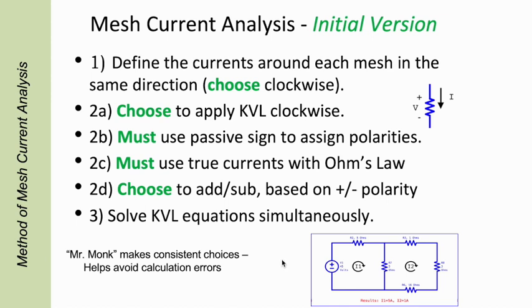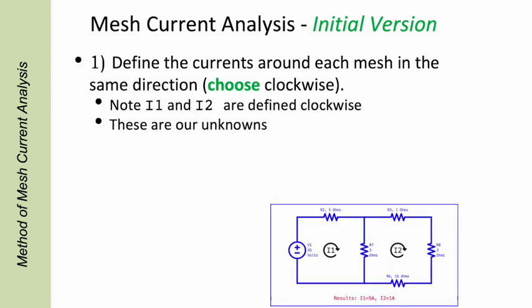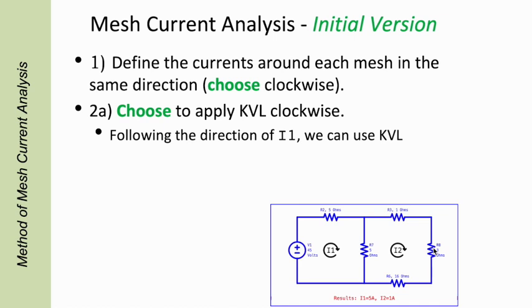And I always make consistent choices. That's Mr. Monk. This helps me avoid calculation errors. Okay, so starting off here, we'll go through an example, and we're going to define currents around each mesh. Monk chooses clockwise. That's the way these are in the diagram. Those are our unknowns we'll solve for.